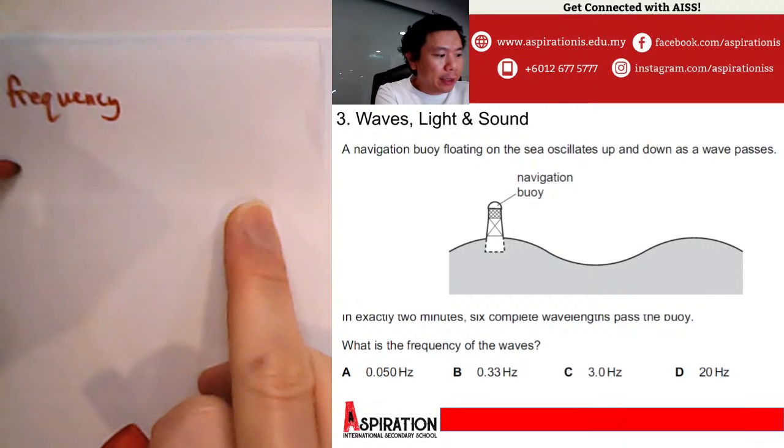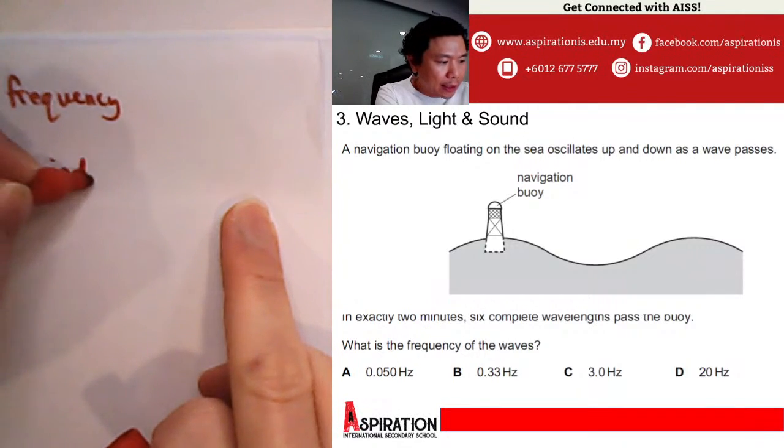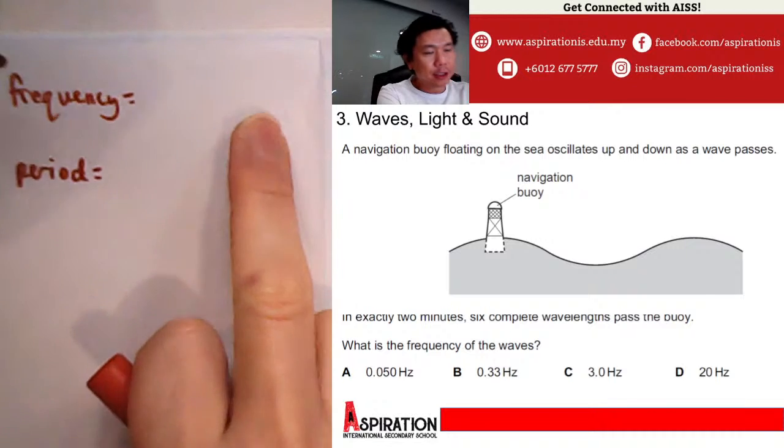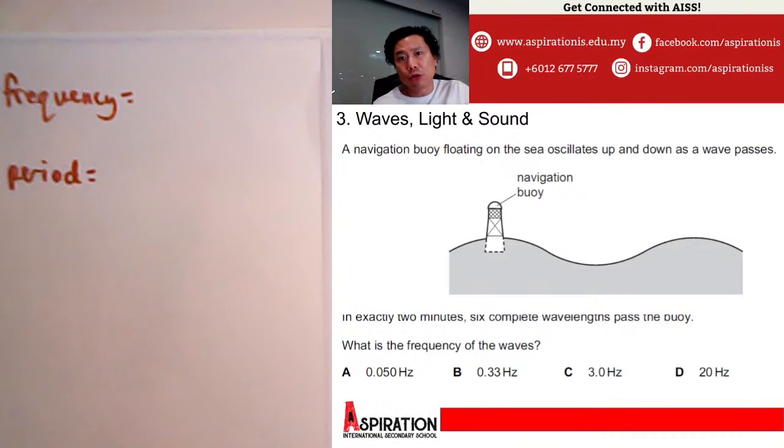Okay, and I would like to bring your attention to another definition that I think you should know when it comes to this topic: waves, light, and sound, which is period. So can you quickly key in the definition of frequency and the definition for period? Can I see your definition for frequency and your definition for period? Come on.